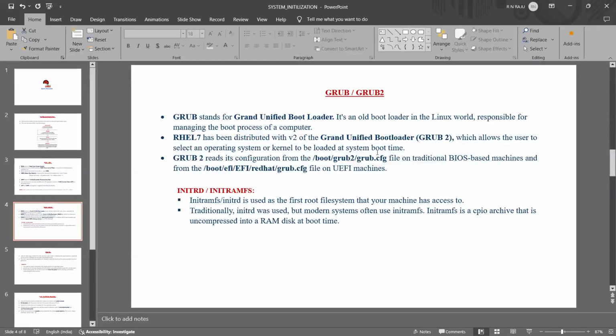In this case, the operating system will read the /boot/grub2/grub.cfg file. This file is related to BIOS-based machines. But on UEFI machines, it is /boot/efi/EFI/redhat/grub.cfg. So remember, if your OS is booting with BIOS, then it uses /boot/grub2/grub.cfg. But if your OS is running with the GUID partition table, then this is the configuration file. While booting your operating system, it will read this configuration file. This is the old one, and now this is the new one.